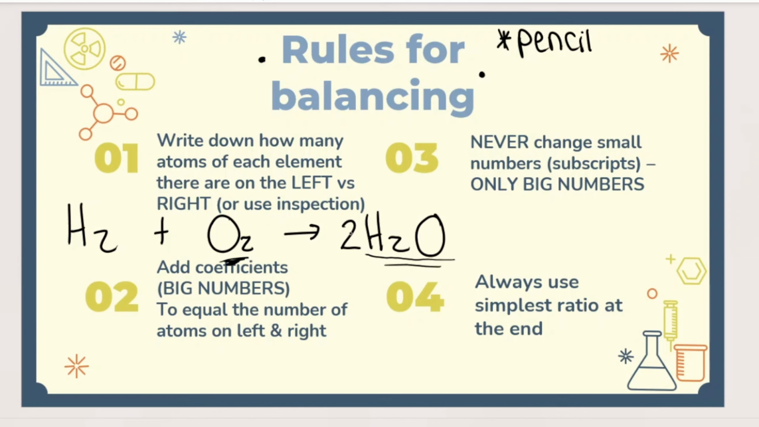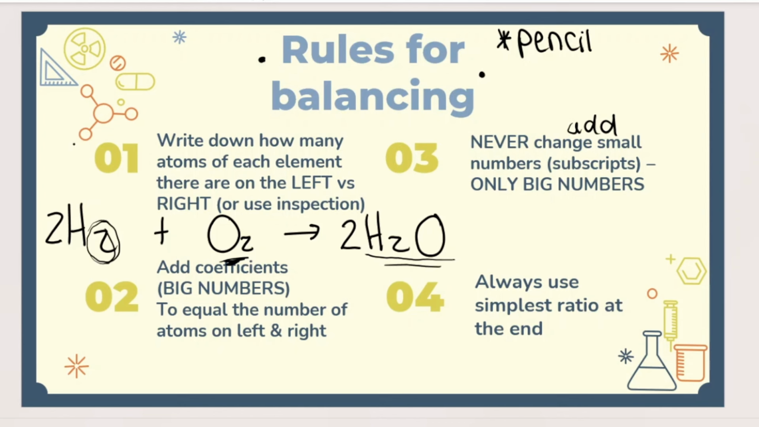And then 2 times 2 is 4 hydrogen atoms. Here I've only got 2. Again, we can't tamper. We can't change this number. We have to put a big 2 there in order to make 4 hydrogen atoms. Okay, that links to rule number 3. Never change or add small numbers, only big numbers, and always use the simplest ratio at the end.